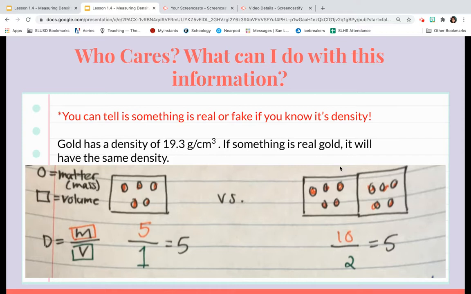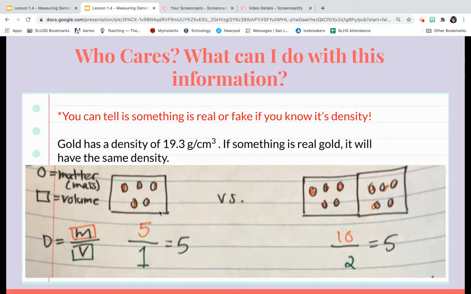Okay, so what can I do with density? So for non-medical related things, you can tell if something is real or fake if you know its density. And the reason being is that density does not change no matter what size the object is, as long as it's made of the same stuff. So if you have a tiny piece of gold or a gigantic piece of gold, the density will still always be 19.3, right?